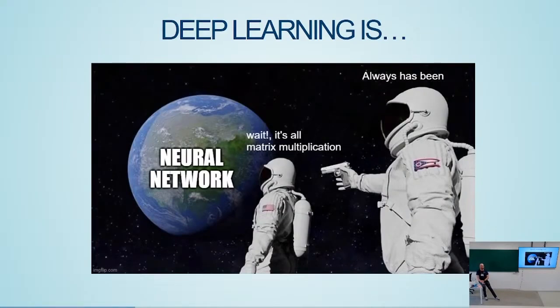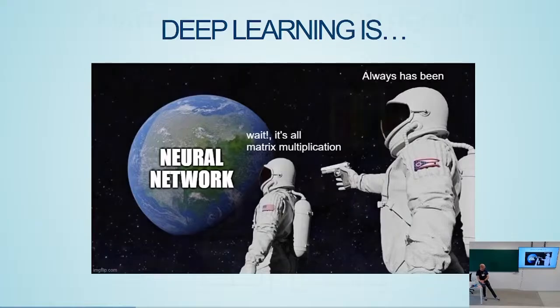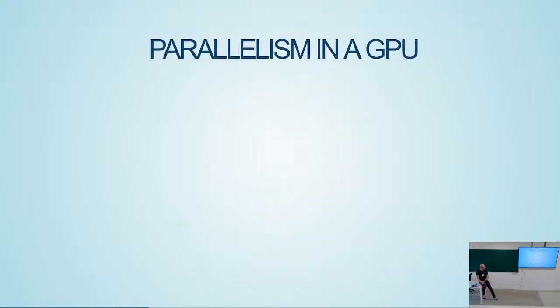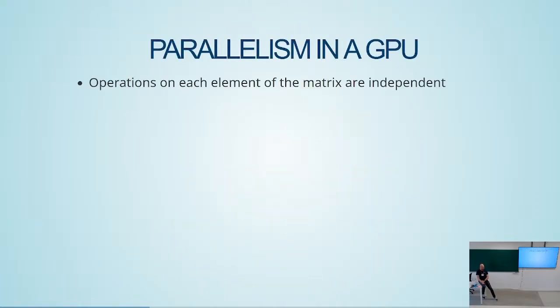Deep learning is just matrix multiplication. If we remember from school what a matrix multiplication is, the yellow and red element is completely independent from the green and blue element. They don't interact in any way, meaning that you can do them in parallel. They are independent.